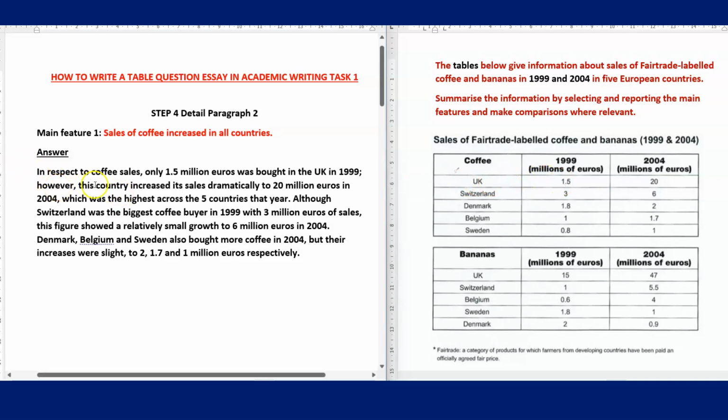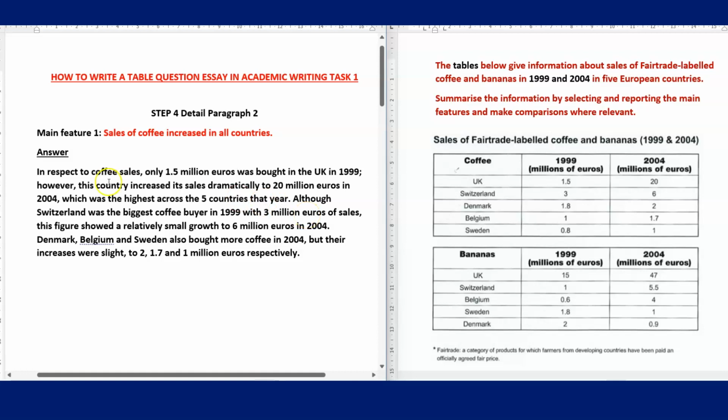However, this country increased its sales dramatically to 20 million euros in 2004, which was the highest across the 5 countries that year. So if you look at 2004 coffee sales, you can see that the UK bought the highest in 2004. Okay, so that was the highest across the 5 countries that year.